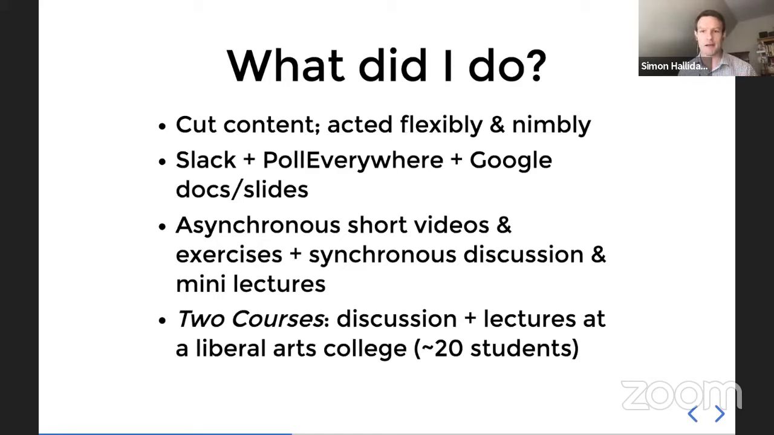I used an overlapping set of tools, which included Slack, which I'll show you in a second, Poll Everywhere, which you can use in Slack itself and on your slides, and lots of Google Docs and Google Slides, both by me and by my students. Similar to James, I used asynchronous short videos, not quite as many as he did. I had ones often explaining mathematics or briefly discussing academic papers. Then we had synchronous discussions and what I would think of as mini lectures, typically nothing longer than 10 or 15 minutes.